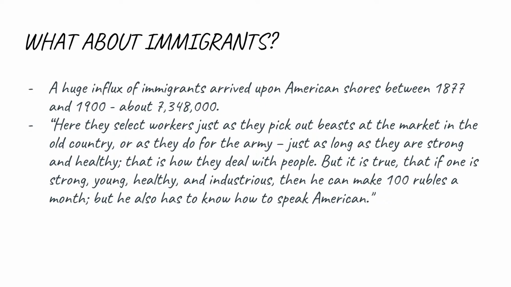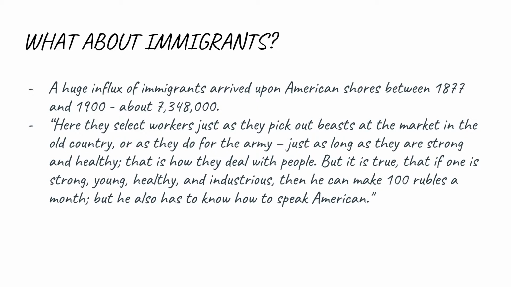What about immigration? Well, a huge influx of immigrants arrived on American shores between 1877 and 1900. 7,348,000. That's a lot. And many people today know the hardship they endure just coming to America. But one letter from a Polish immigrant in 1891 gives some hint of what many thought upon getting a taste of life in the U.S.